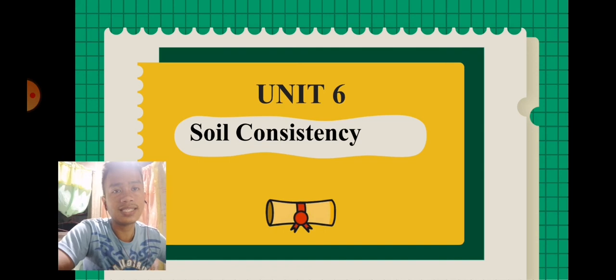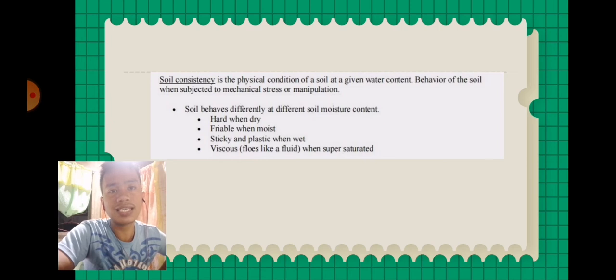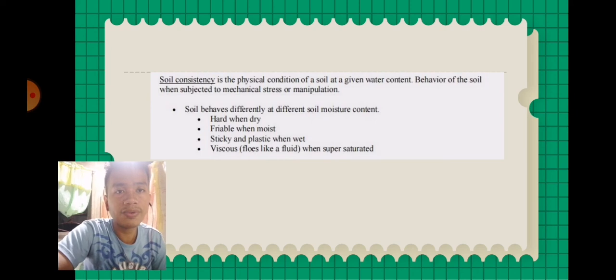Next is Unit 6, which is soil consistency. Soil consistency is the physical condition of a soil at a given water content. It is the behavior of the soil when subjected to mechanical stress or manipulation. Soil behaves differently at different soil moisture contents: hard when dry, friable when moist, sticky and plastic when wet, and viscous or flowing like a fluid when supersaturated.